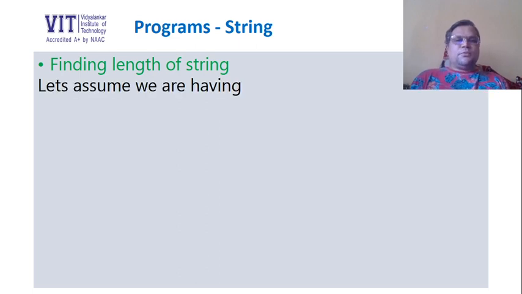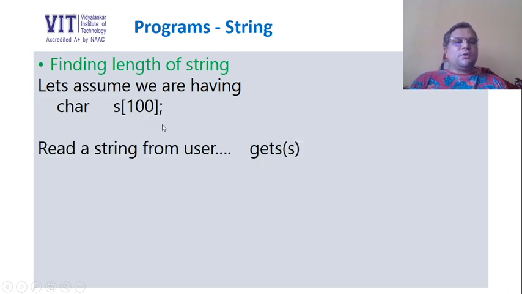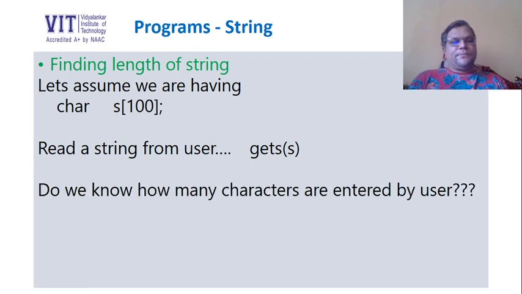Let us assume we have a character array S whose capacity is arbitrarily large, 100, because we don't know what the length of the string entered by the user is. So we will read a string from the user by using the gets function, and since we do not know how many characters are entered, I have given an array with capacity 100, but the user can enter a string which may consist of, let's say, 5 characters, or maybe 10 characters, or maybe 50 characters. I do not know how many characters are entered by the user.